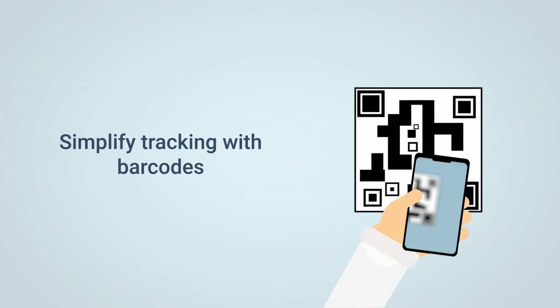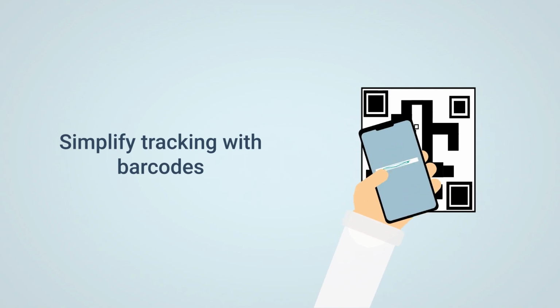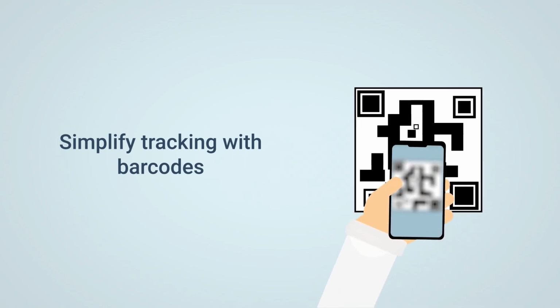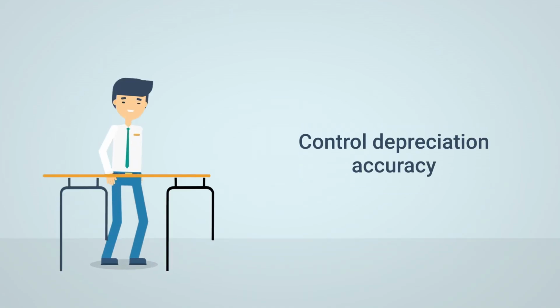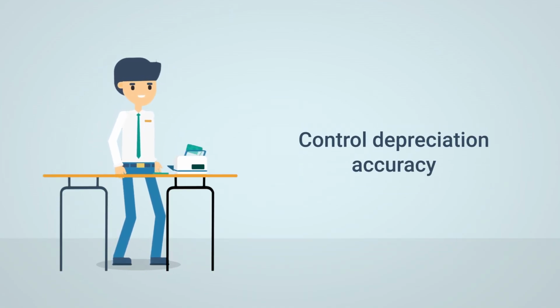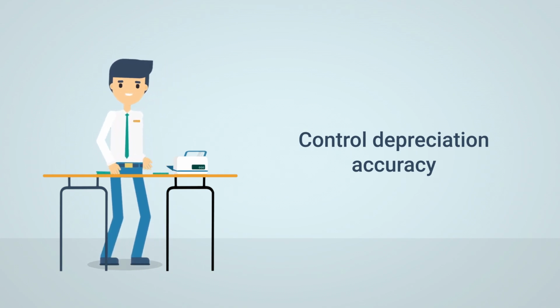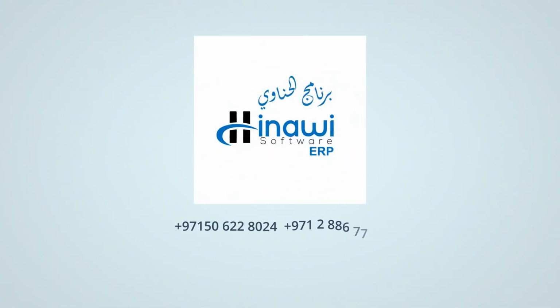A unique barcode can be generated for every asset for simplified tracking and efficient inventory management. Depreciation is calculated automatically, requiring approval before posting to accounting, ensuring financial accuracy. This module is integrated with other modules.